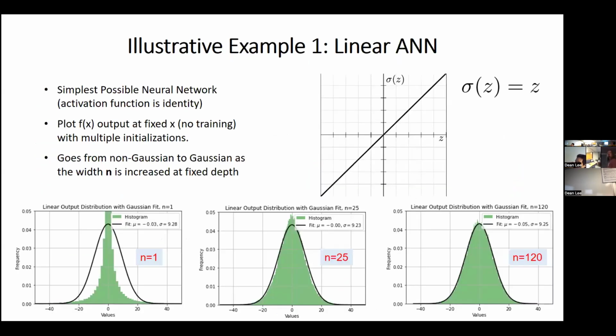But so I did this for a couple different examples. The first one was just a linear activation function. So this means that my neural network, which has 3 hidden layers, 1 output layer, just has matrix multiplication going on. There's no activation function actually screening the information. Well, I guess you could say the identity is a more accurate way to put that. So the idea is that if I keep it at this fixed depth and I increase the width from having 1 node per layer to 25 to 120, what you can see is we go from a distribution that is not Gaussian for the output. So this is a scalar input, scalar output, to something that is more Gaussian.